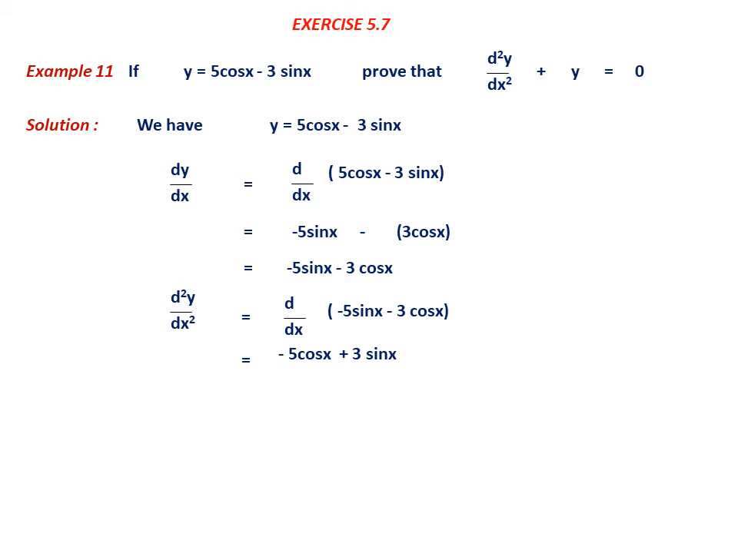So, this becomes minus 5 cos x because differentiation of sin x is cos x, and minus 3, differentiation of cos x is minus sin x. So, minus of minus becomes plus. So, the answer is therefore minus 5 cos x plus 3 sin x. Now, if you take minus sign outside, it is 5 cos x minus 3 sin x, but 5 cos x minus 3 sin x is y. Therefore, it is minus y. Therefore, d square y by dx square plus y is equal to 0. This is question number 11 in the exercise.